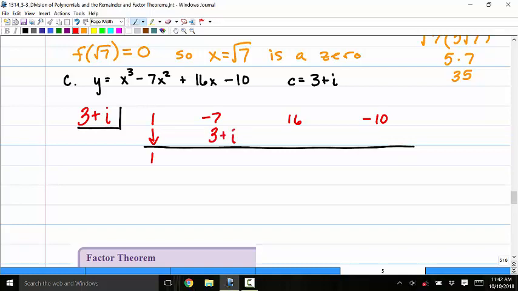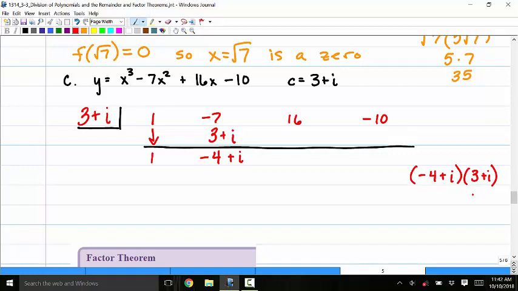Okay, when you're adding complex numbers, you add the real part, and then you add the imaginary part. Do you remember that this is actually negative 7 plus 0i? We just don't write the 0i there. So what is negative 7 plus 3i? It's going to be negative 4 plus i. Now you need to do negative 4 plus i times 3 plus i.